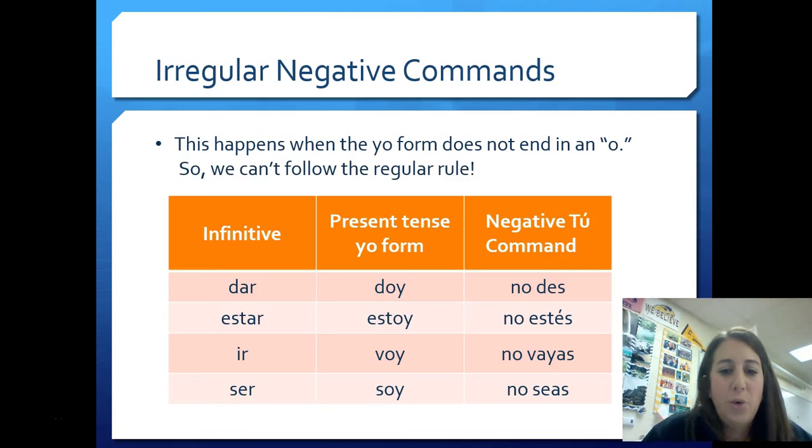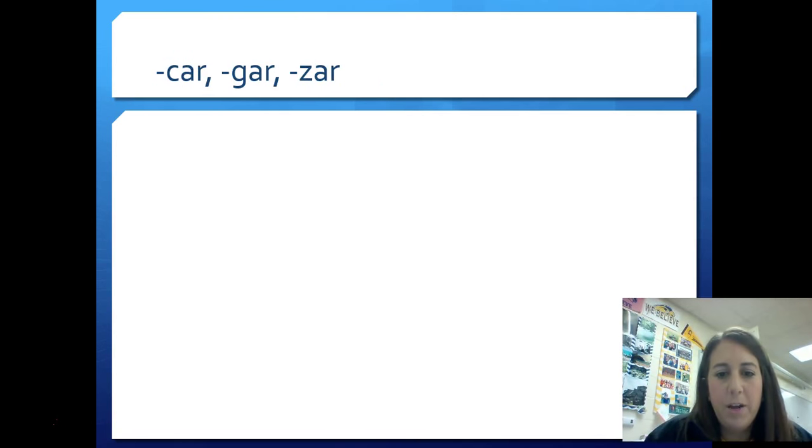We know dar is doy in the yo form, so our negative command is no des. Estar is estoy, we know, in the yo form, therefore it can't follow the regular conjugation or formation rule. So no estés with an accent. Ir is no vayas, and ser is no seas. And you will see these words again later down the road, so it's important that you are comfortable with them. Got it?